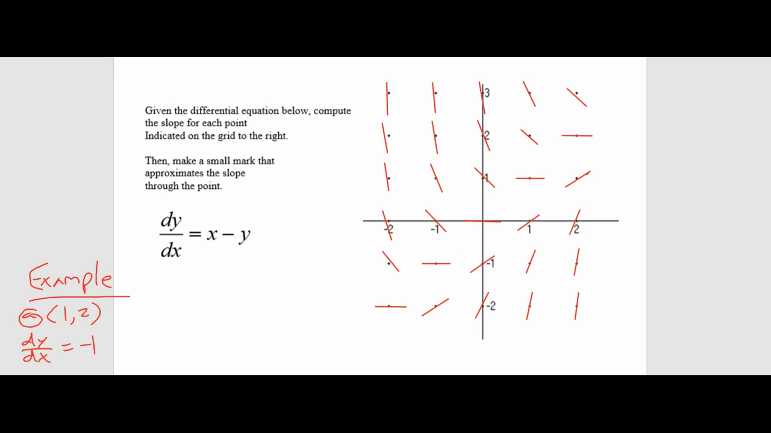All right, so there's what the slope field should look like, and I just gave you an example, right? I chose a point (1, 2) and found that dy/dx was equal to -1, so I drew a slope of -1 at that point. That would be right here.